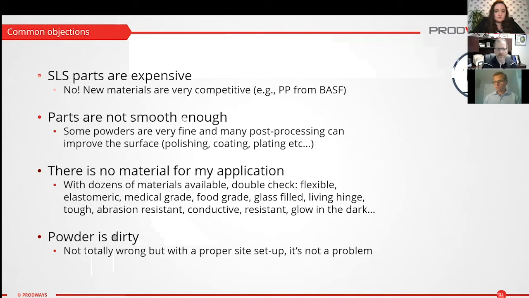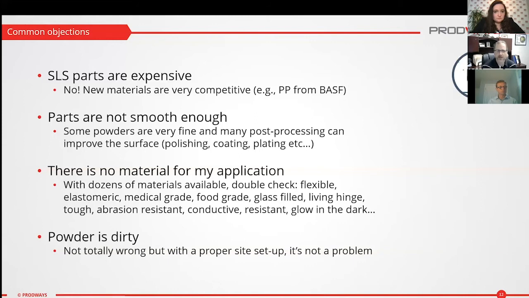For instance, too expensive. Compared to FDM, many of the filaments, yes, FDM filaments can be less per kilogram, but they also can be much more expensive than, say, the polypropylene developed by BASF. Compared to SLA resins, the powders are significantly lower cost. Smooth enough. We'll touch on the materials specifically, but the particle size does vary, and there are many surface treatments being developed.